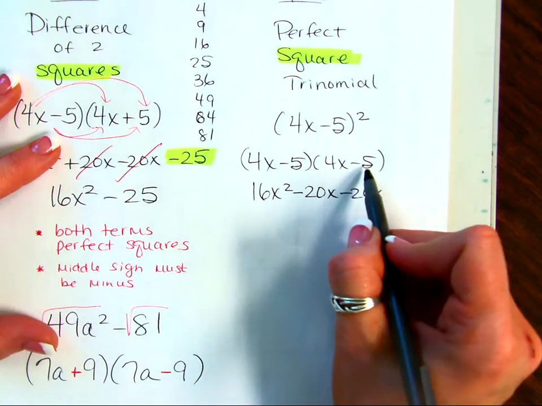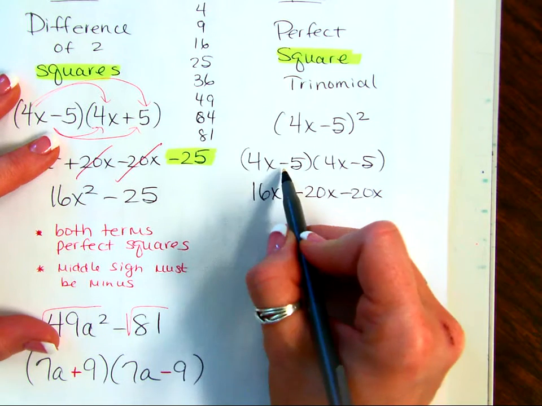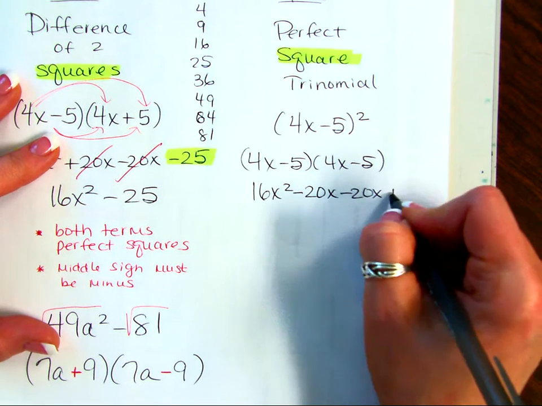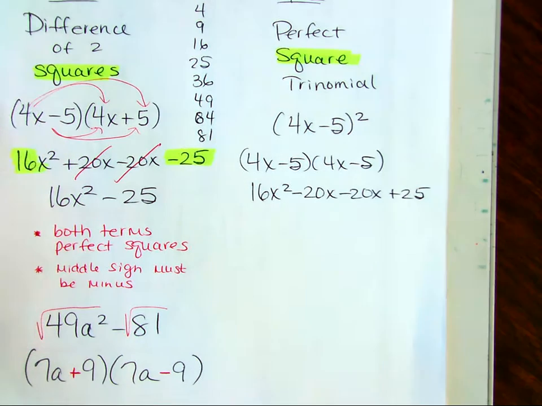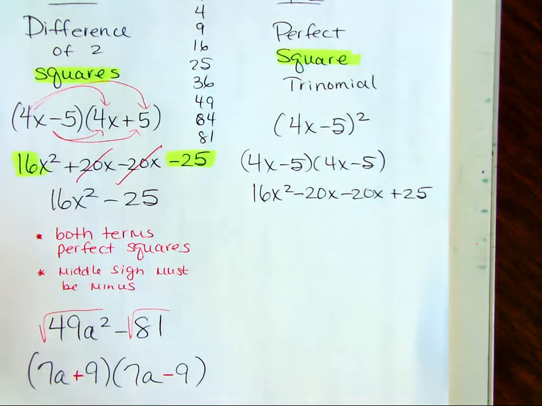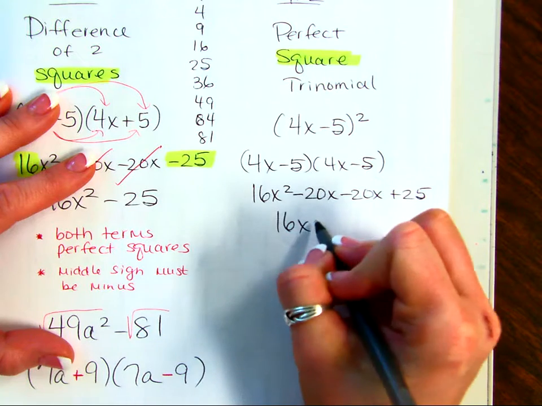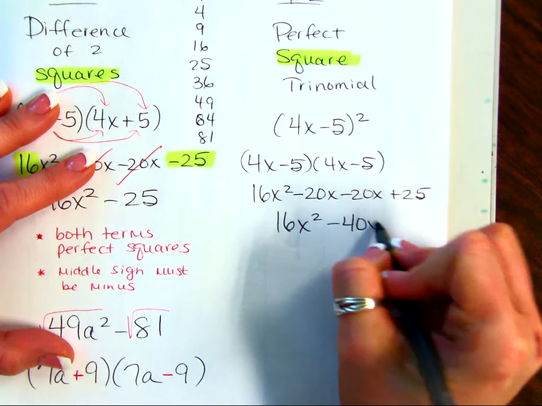Always had to be a positive, right? Because that negative times that negative is a positive. And even if they were both positives, that would still be a positive. And then these didn't cancel. There were two of them. So you said your answer was 16x squared minus 40x plus 25.